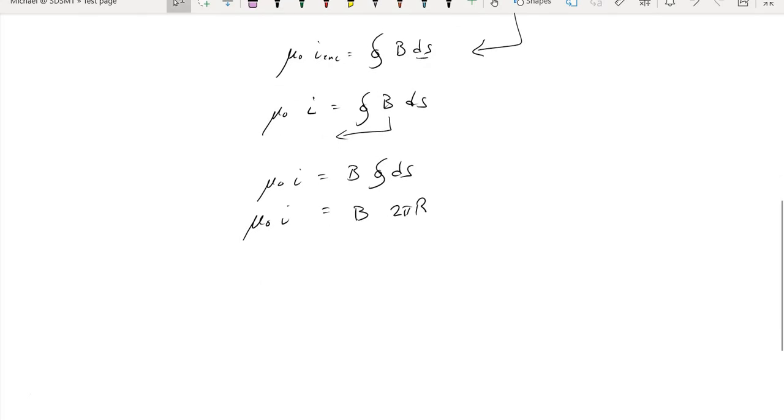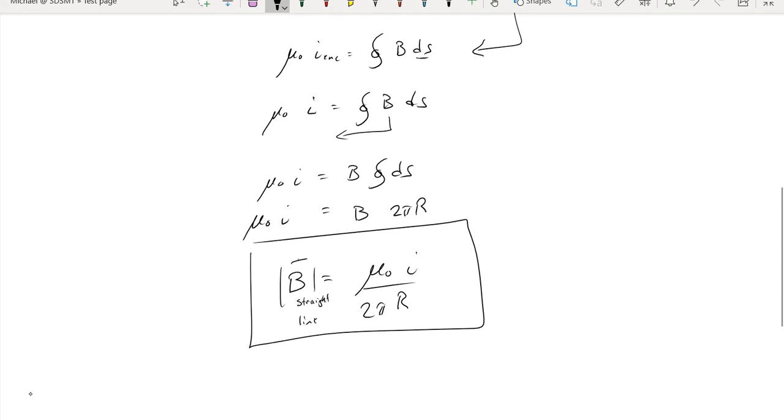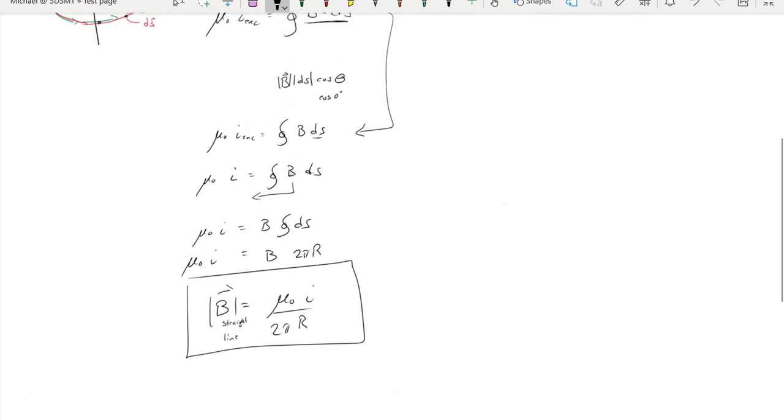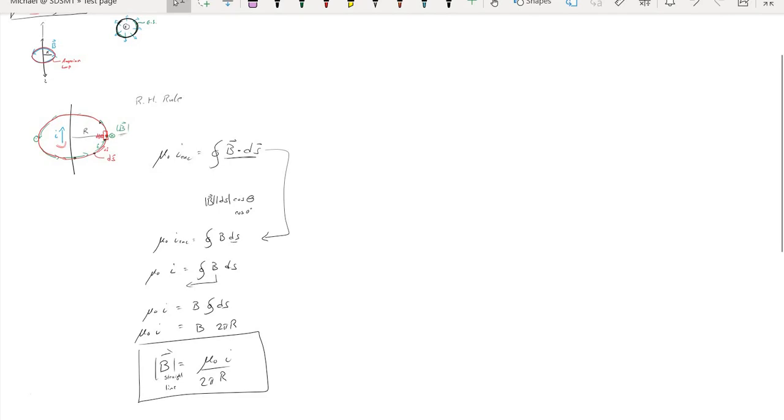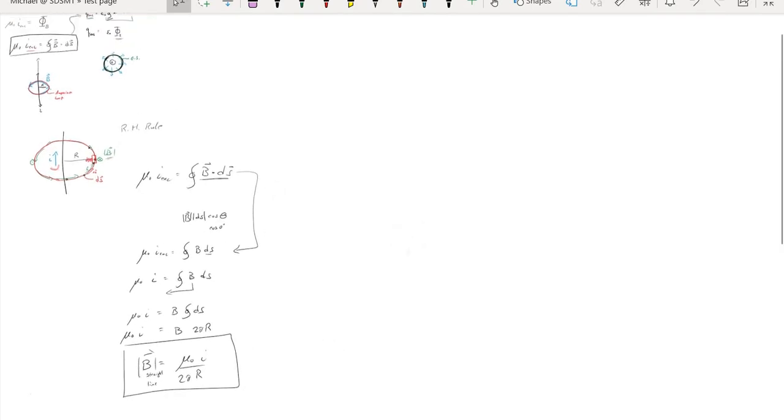Now that the calculus is done, the algebra takes over. We rearrange for the magnetic field, and the expression that we get is the same thing that we got through half an hour's worth of calculus derivation. So this is the expression for the straight line magnetic field magnitude. And so, I don't know about you, but this was way quicker than the calculus approach. Ampere's law works very well.